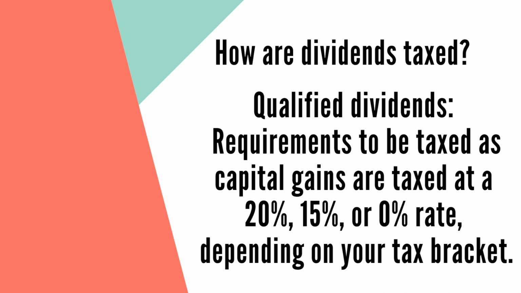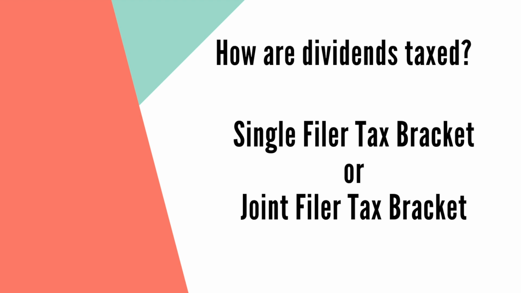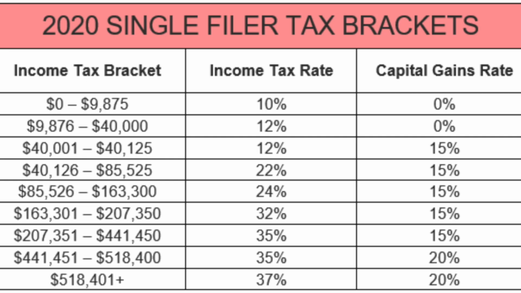And there's 2 different tax brackets that it would fall onto, either single filer tax brackets or joint filer tax brackets. So first we're going to look at single filer tax brackets. And as you can see here, the income tax rate is between 10% and 37%. So on your normal taxes, they can be taxed up to 37%, which is crazy. That is huge. That's a lot of money.